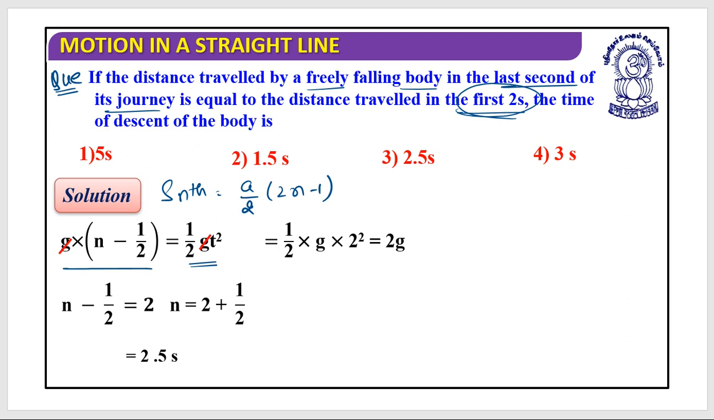So let me replace the value of this half g, and time t is equal to 2 seconds, so half into g into 4 would be 2g. So what I can have is that n minus 1 by 2 is equal to 2. If I solve this, n is equal to 2 plus half, and this 2 plus half becomes 2.5 seconds, and the things will be done. That's it.